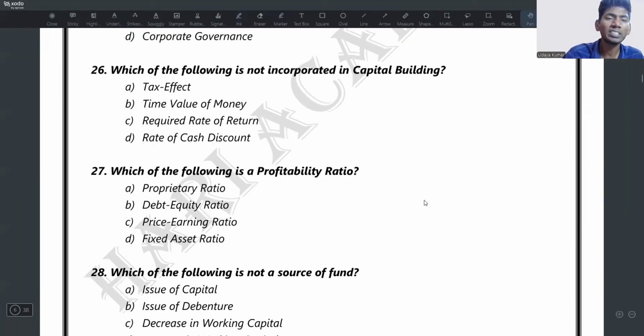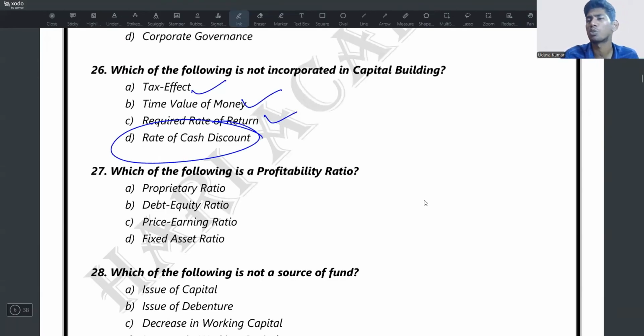So moving to the question number 26, which of the following is not incorporated in capital budgeting? Tax effect, time value of money, required rate of return, rate of cash discount. Which one? We have seen tax effect, time value of money, required rate of return. What about this rate of cash discount? Nowhere we have it, because it is not incorporated in capital budgeting, right? So by using these elimination methods, you have to find the answers.